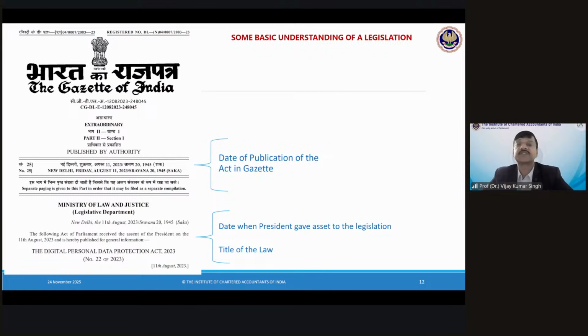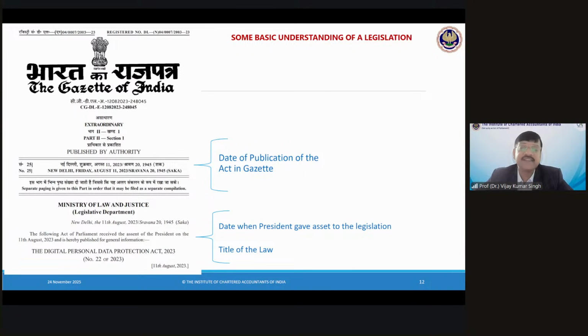Now we move to the structure of legislation, some basic understanding of legislation. In this, I have taken the example of the Digital Personal Data Protection Act, for which the rules have also been notified. You must be aware of it. Recently, I think two to three days back, the rules have also come up. In this legislation, on the top, you find the Gazette of India, the Bharat Ka Rajpatra. All legislation which gets notified or passed by Parliament gets published in the Gazette of India. There is a particular numbering system of that. I'm not going into the details of it.